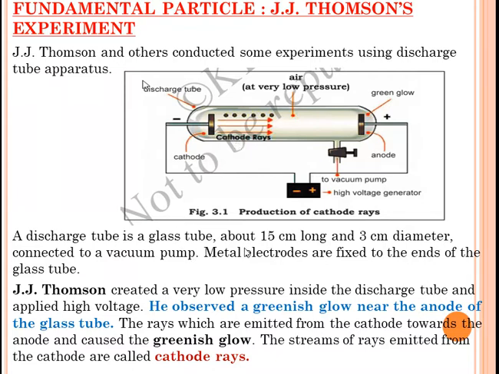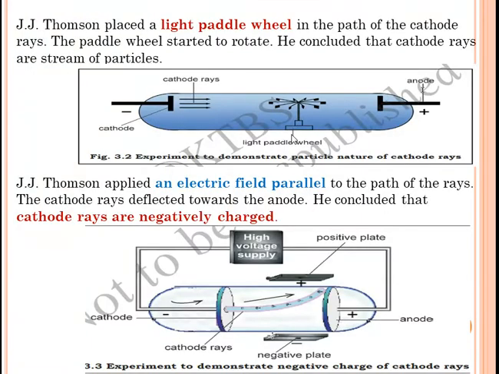A discharge tube is a glass tube about 15 cm long. The length of the discharge tube is 15 cm and it is 3 cm in diameter, which means the width of the discharge tube is 3 cm.